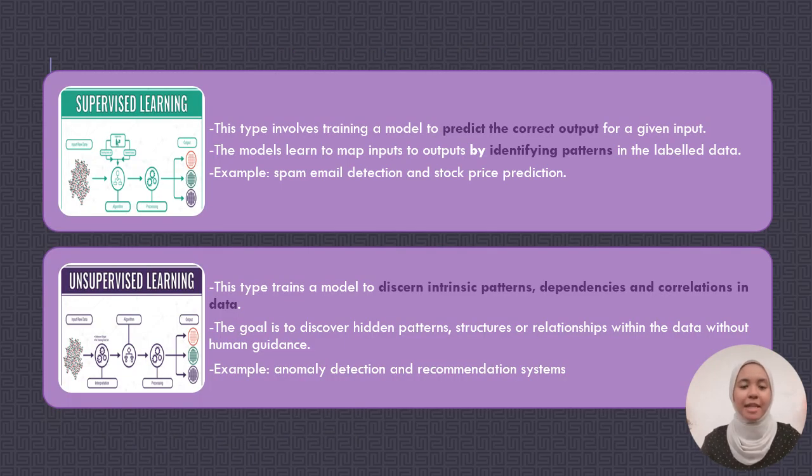For supervised machine learning, this type involves training a model to predict the correct output for a given input. For example, spam email detection and stock price prediction. The second one, unsupervised learning, this type trains a model to discern inherent patterns, dependencies, and correlations in data. For example, anomaly detection and recommendation system.